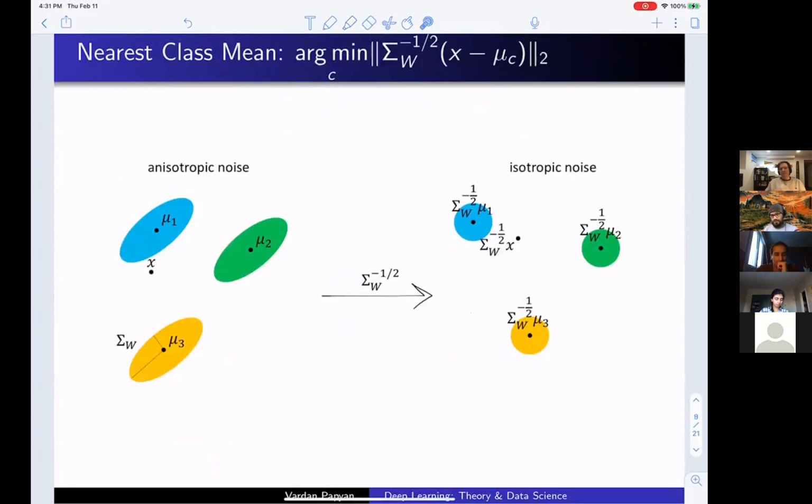So here's the illustration. So first of all, what are we assuming in linear discriminant analysis? We're assuming that x given y is distributed as a normal distribution with a mean. Does anyone know what the mean and covariance are?